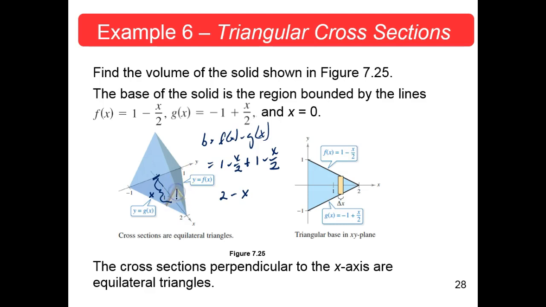Because the height here, if this is 60 degrees, this is 1 minus x over 2, half that length, okay? And this will be root 3 times that. So it'd be root 3 times half of that, okay? Let me make sure I'm thinking right there. I believe that's correct.